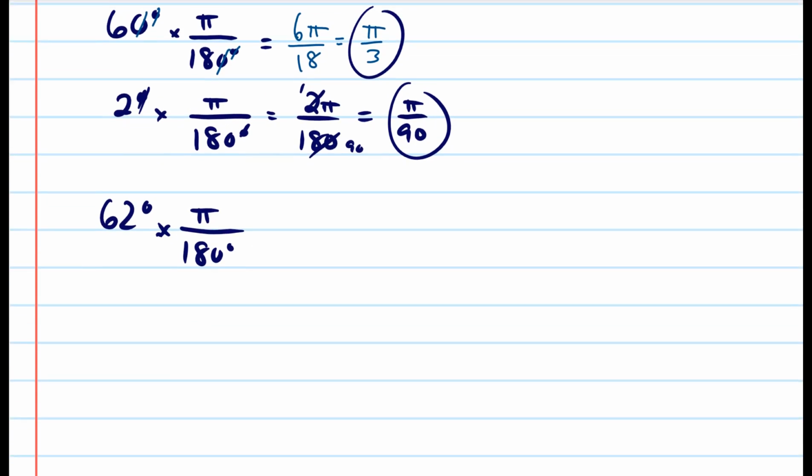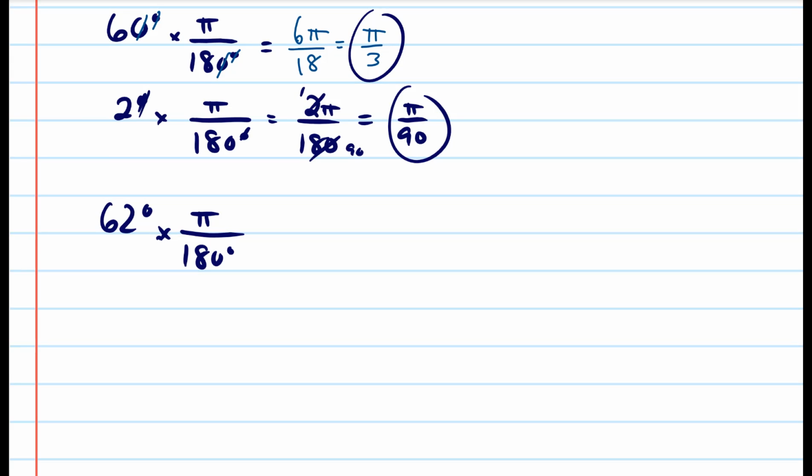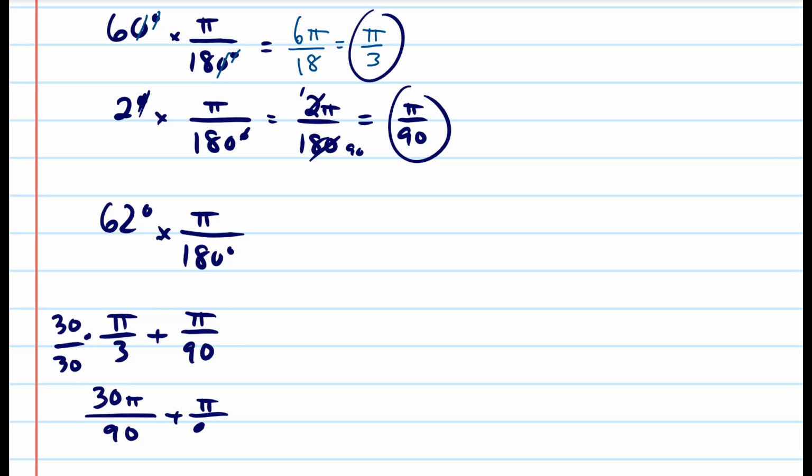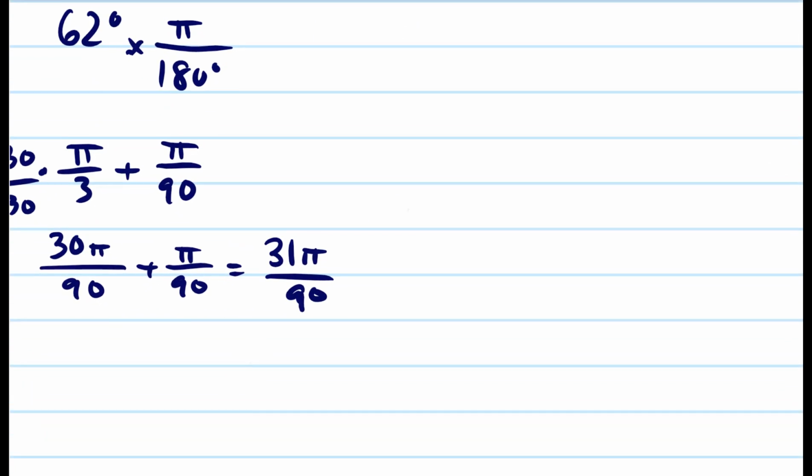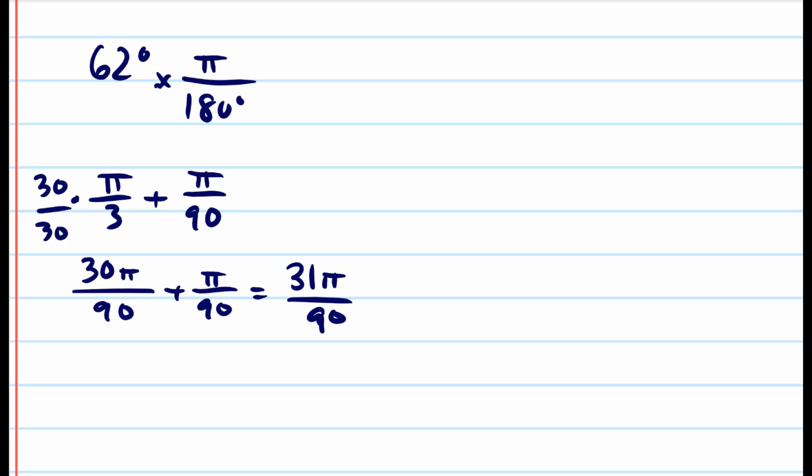Okay. The other way to do it, since you know what 60 and 2 are, you can just say, hey, look, I'm going to add the 60 degrees equivalent plus the 2 degree equivalent. So the only thing I got to do here is multiply this side by 30, this side by 30. So it looks like 30 pi over 90 plus pi over 90 makes 31 pi over 90. Done. Okay, there it is. There's my equivalent for 62 degrees.